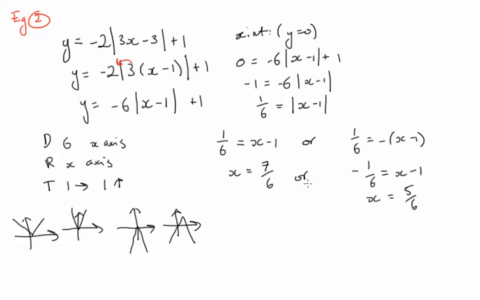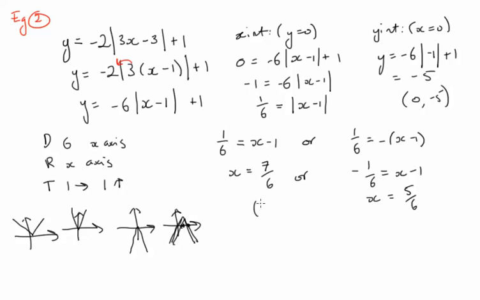So here we are, we've got our two x values, and we know they're both positive, so the graph is going to go like that. They're going to be positive x-intercepts there and there. That means the y-intercept is going to be negative. Let's find the y-intercept. Make x equals 0, so we have y equals -6 times the absolute value of -1, plus 1. The absolute value of -1 is 1, times -6 is -6, plus 1 is -5, just as we expected. So we have (0, -5), (7/6, 0), and (5/6, 0).